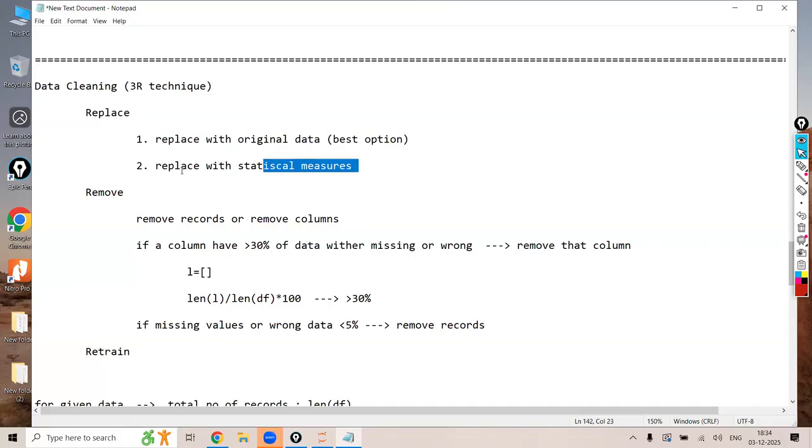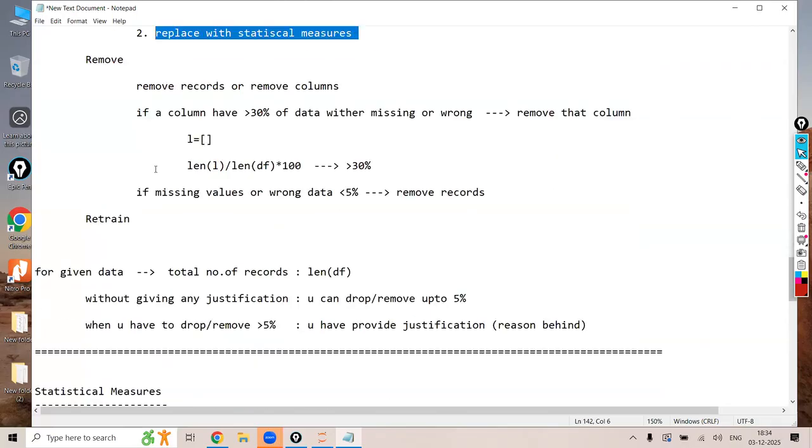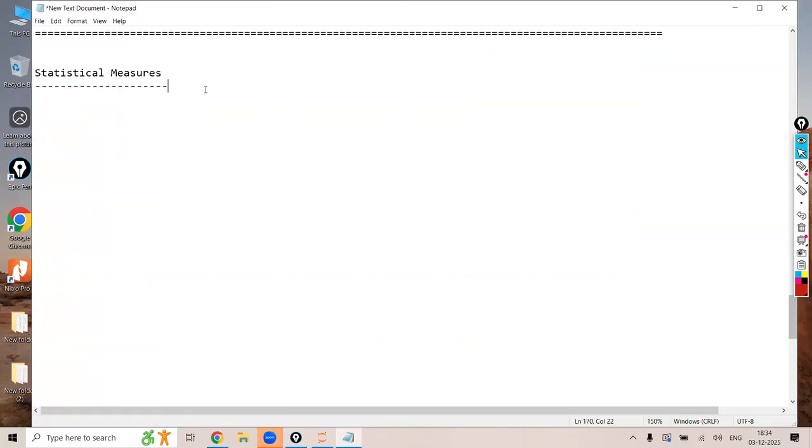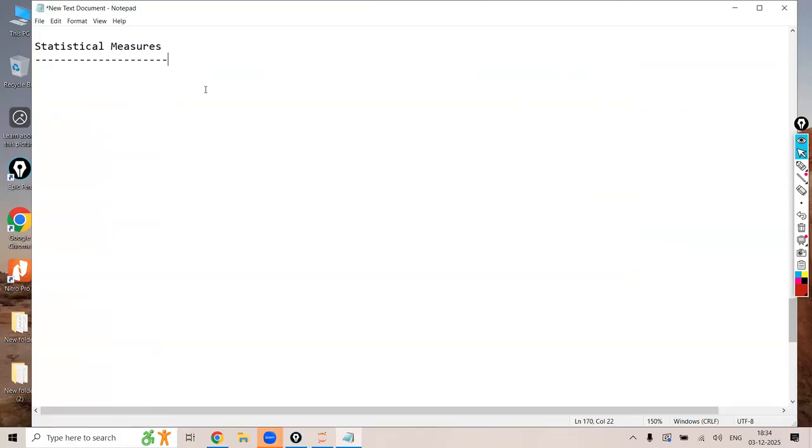Now, if you want to replace with the statistical measures, that is the second option. So here I'm going to discuss some statistical measures with you. Slight statistics is required, not complete statistics, very slight, which we are going to discuss for the next half an hour. That is more than sufficient for our work.